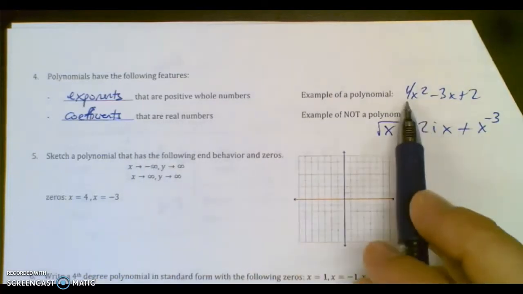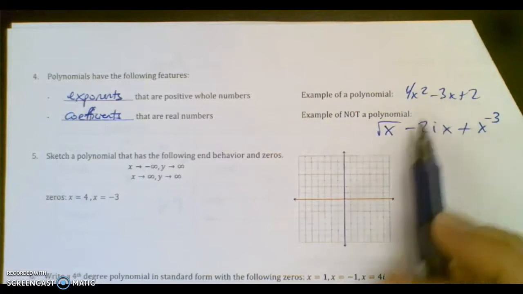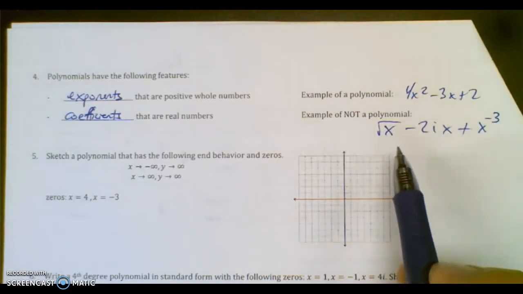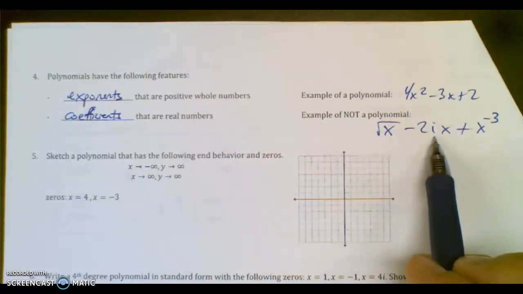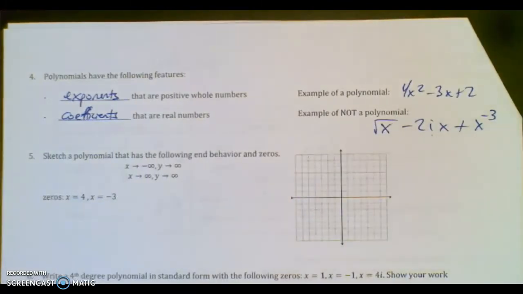So here's an example of one that is a polynomial, because they're all good stuff. Here's an example that is definitely not a polynomial, because you have imaginaries, you have negative exponents, you have square roots. Those are all reasons to rule it out. So that's like the most unpolynomial ever.